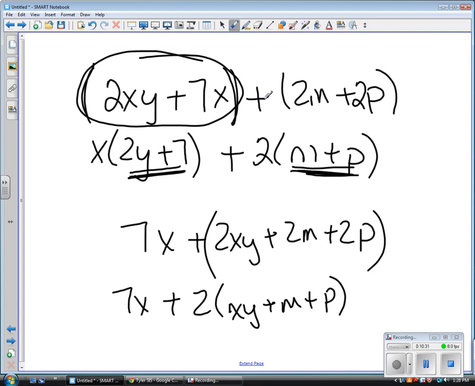But usually when you have four terms, try and group two of them together to see what you can pull out. Okay, let's look at another one.